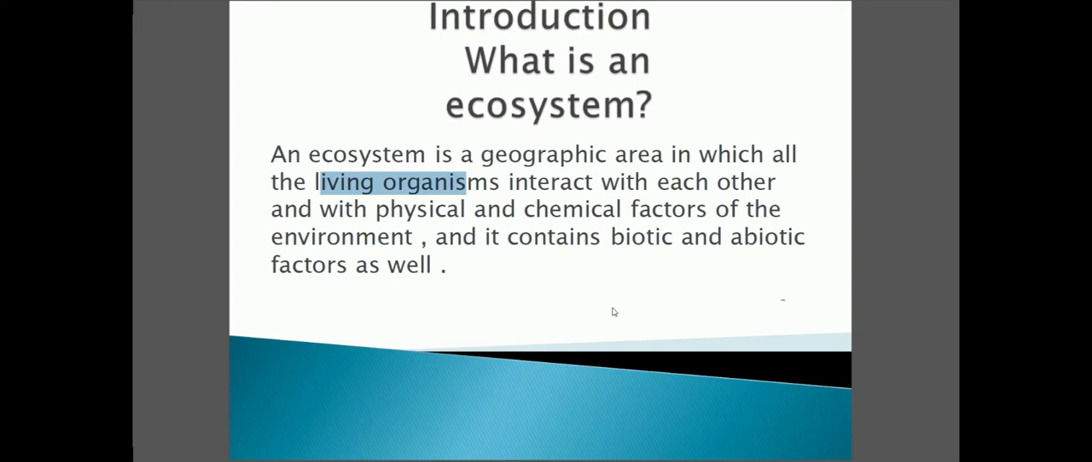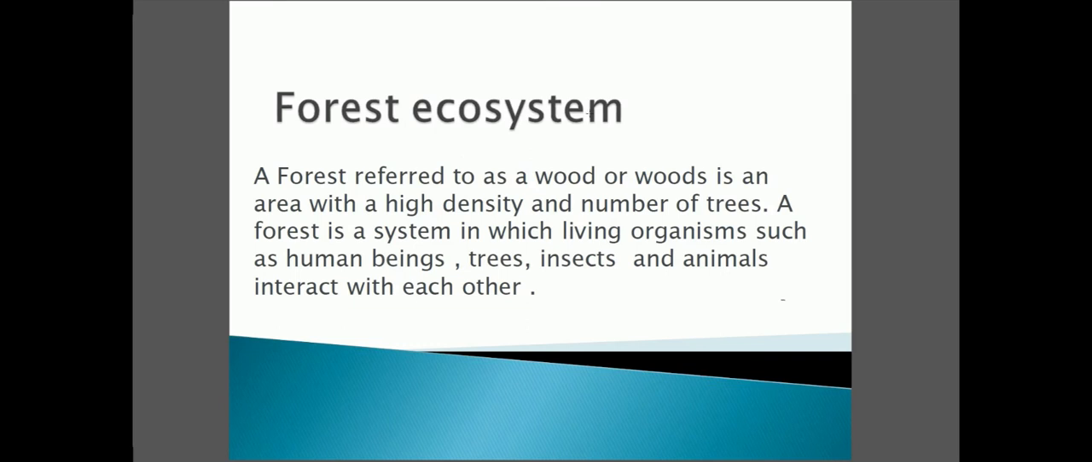So if we simply define it, an ecosystem is a system of living organisms that interact with each other and with the physical and chemical factors. It contains both biotic and abiotic factors. What could be the forest ecosystem? A forest ecosystem mainly refers to a specific area that has a high density and high number of trees. In this system, living organisms such as humans, trees, insects, animals, and so on also exist there.